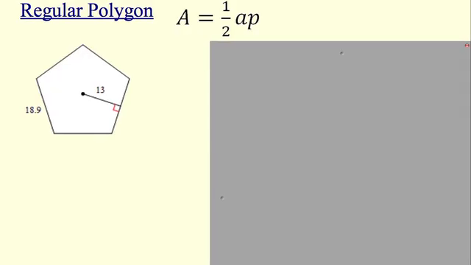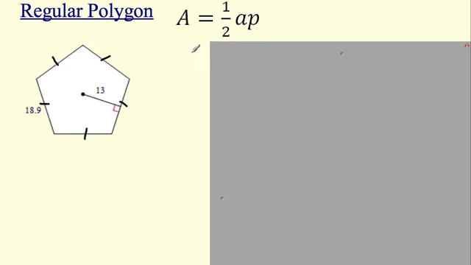What do we got here? We got a regular polygon, something like this. Why are they regular? With the regular, all the sides are congruent. So that's what makes a regular polygon. In this case, it's a pentagon. It's got 5 sides. So it's just 1/2 a times p, the apothem. Remember, the apothem is the one that makes the right angle. And then p is the perimeter.